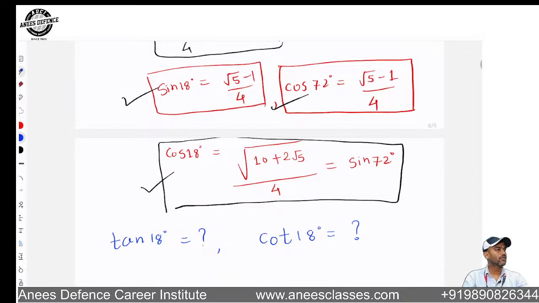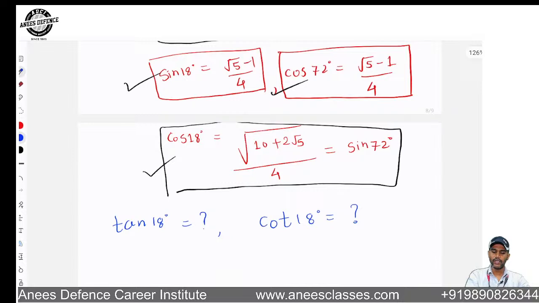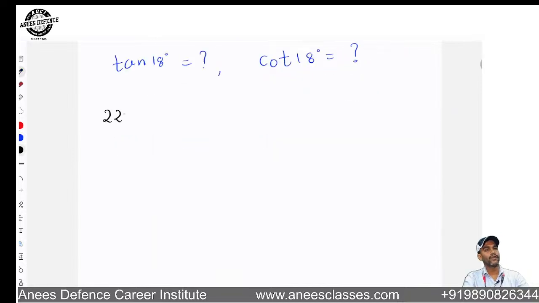Now the next family is 22 and half. Okay. Next one. It is very easy, 22 and half family. How can we solve it? How can we find out the value of sine 22 and half or tan 22 and half? Very easy. See, what is cos 45? Tell me, what is cos 45? 1 by root 2.